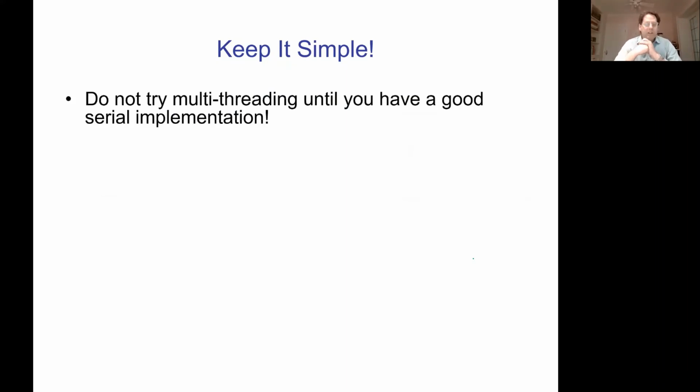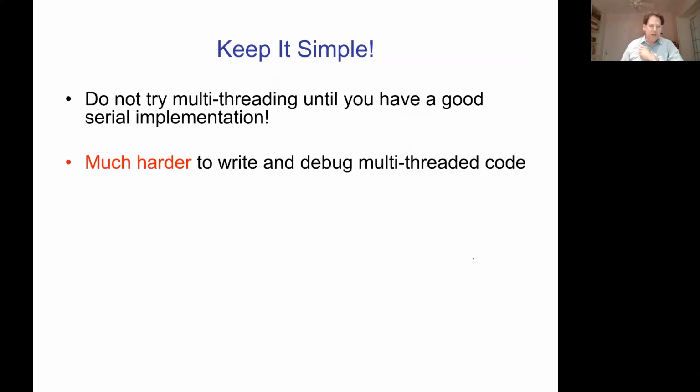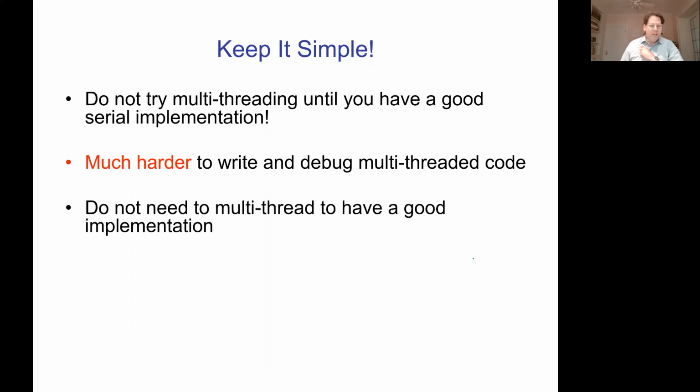But I want to warn you to keep things simple. So don't try multi-threading until you have a good serial implementation, because it is harder to write multi-threaded code. It's harder to debug it. You do not need to multi-thread to have a good implementation. So most students are not going to write a multi-threaded version of this, and that's perfectly fine. This is like an optional thing if you're looking for an extra challenge, want to learn about it. It is an important programming technique, so it's not bad to get experience with it, but only do that if you have the time and it's not going to be unduly stressful. And you have a serial algorithm to fall back on.